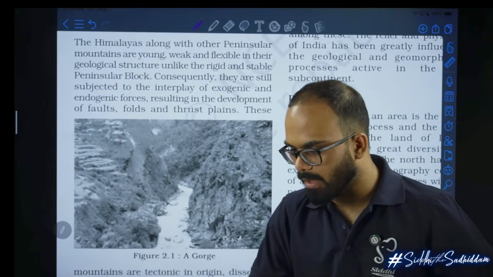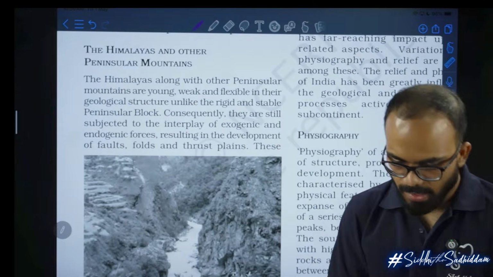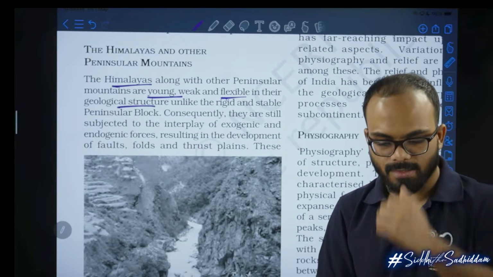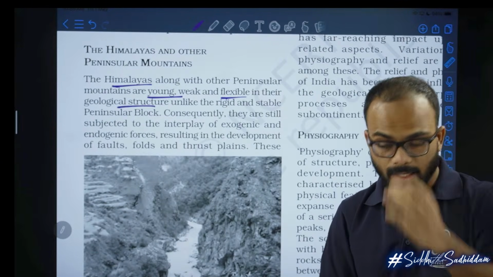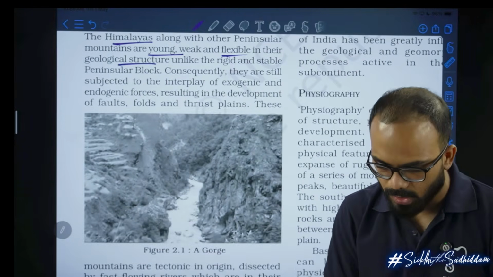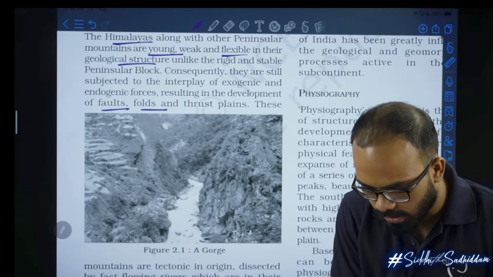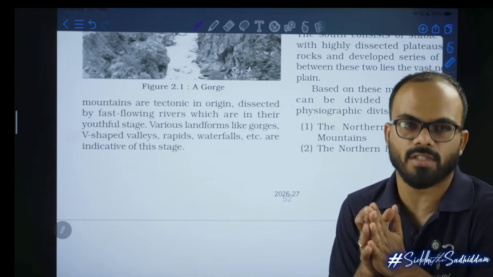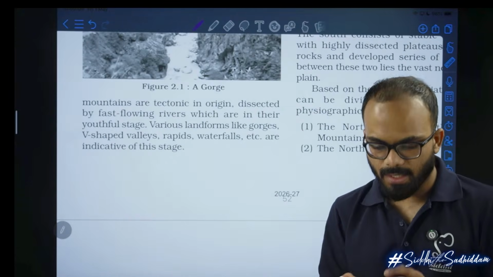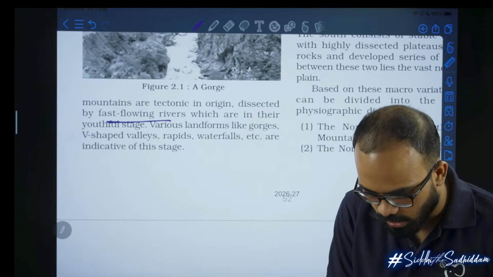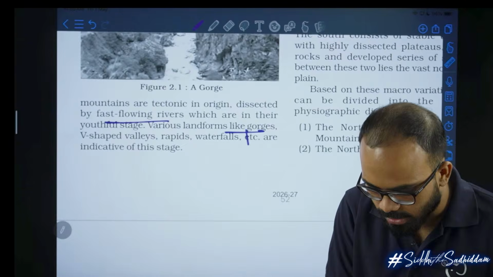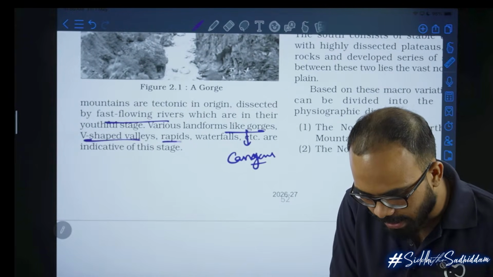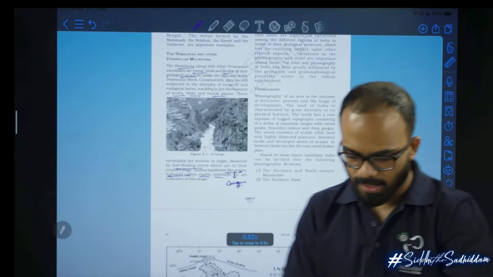Next is about the Himalayan mountains. Himalayas are young, weak, flexible geological structures. So Himalayas are the young fold mountains and Aravalis are the old fold mountains. There was faulting, folding, thrusting, everything was there, all kinds of activities along with exogenic activities. And because they are very young, we see fast flowing rivers, gorges. Gorges are canyons, you know this already. Canyons, V-shaped valleys, rapids, waterfalls, all these things are created.